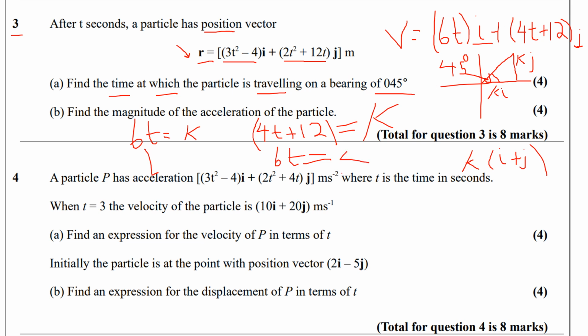Sorry, guys, I think my keypad is going a bit funny again. I apologize. If I solve the equation here, I'm going to subtract 4t on both sides. So I'm going to get 2t is equal to 12. Therefore, t is equal to 6.